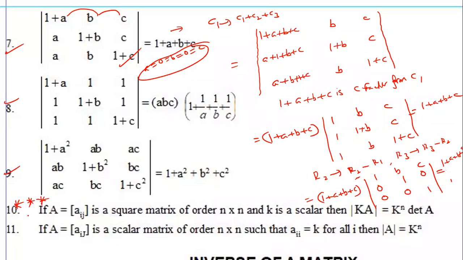See, dear students, K is a scalar. Then determinant of K A is how much? Anyone? K power n into determinant of A. So based on this one, I will give an example. If any empty slide is there, let me see. Empty slide.